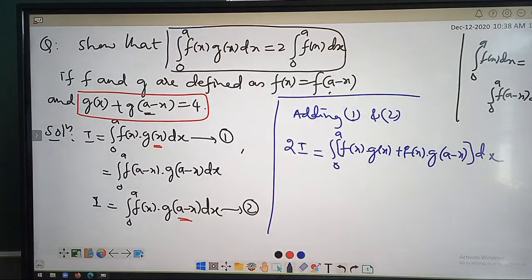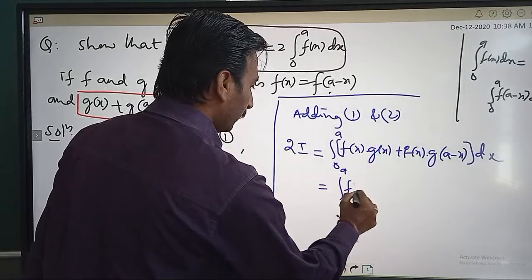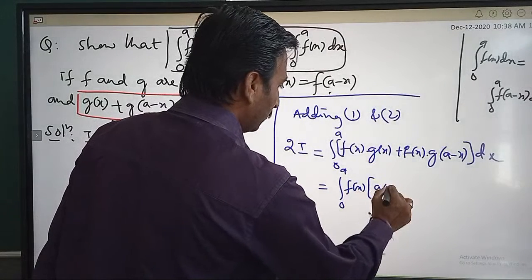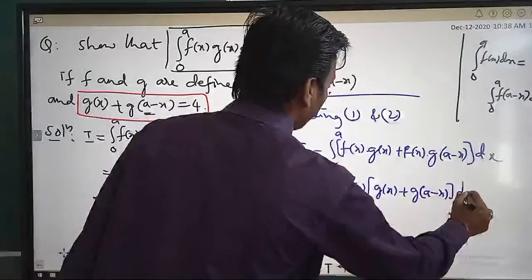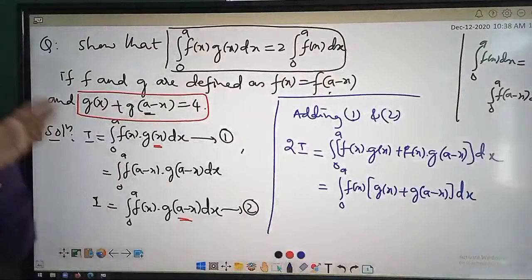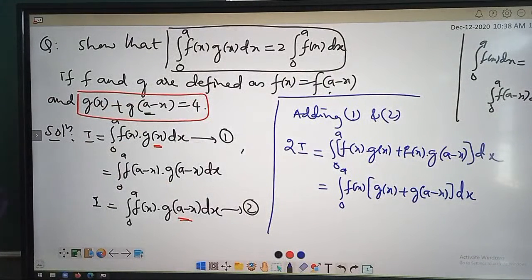Correct? Shall we take f of x common there? So if I take common, integration from 0 to a, f of x in the bracket, g of x plus g of a minus x, with respect to x. This is what I was expecting, because I know the value of g of x plus g of a minus x. What is that? It's 4.